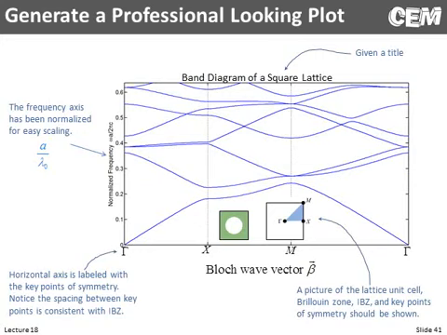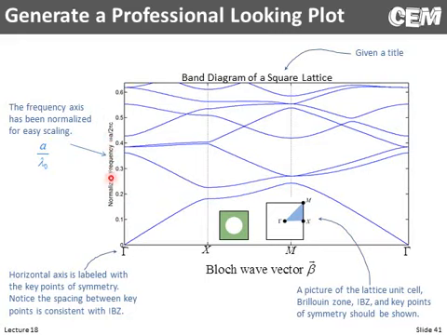Well, we want to make it look pretty. The last one didn't look real pretty. And this, what we're showing in this slide, is very, very typical of what a good quality band diagram looks like. We want to give it a title. We want to show the bands as continuous bands. We want to label the key points of symmetry along the horizontal axis. And typically, you'll see vertical dashed lines marking where those key points of symmetry are.